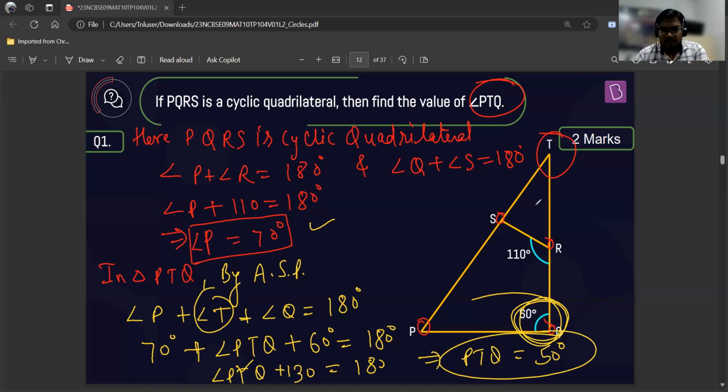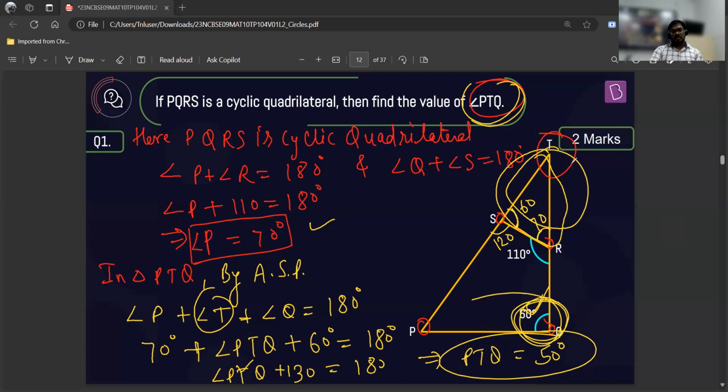Another solution I will let you know. Secondly, how to solve: as we know that this is 60, right? So this is 120. So by linear pair, you just find this is 60. Okay. Similarly, by linear pair, this you will get 70. So in a small triangle, you can also use this, right? So STQ, actually we need to find PTQ. That's why I'm just taking the triangle PTQ. But this is another way of solving this question.